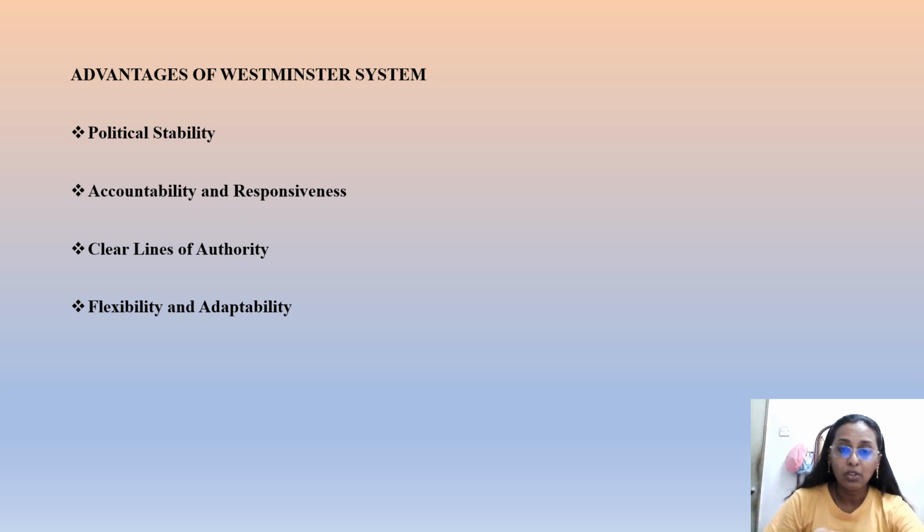The separation of powers in the Westminster system is less rigid than in other models, such as the presidential system. The Prime Minister, who is also a member of the legislature, provides a clear and direct link between the executive and legislative branches. This facilitates efficient decision making and coordination between the two branches of government.